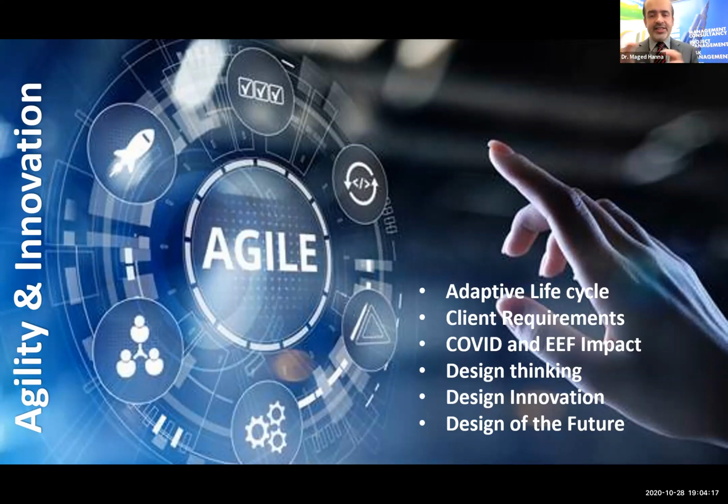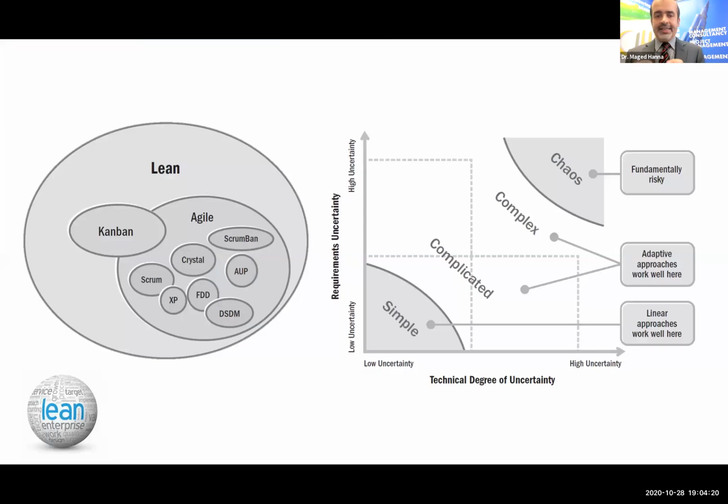But before we go to the design of the future, when we talk about design thinking and agility, when we talk about agile, it means looking at how to make the design lean, how to increase your productivity and efficiency over the design stage, and that will definitely increase your profit in the project. How to use Kanban, Kaizen, JIT, 5S, Agile, Scrum, and all the different methodologies in the field of Lean and Kanban.